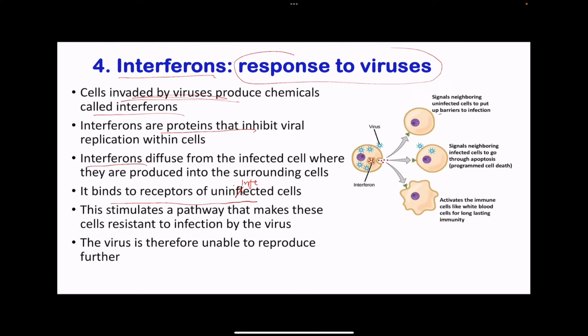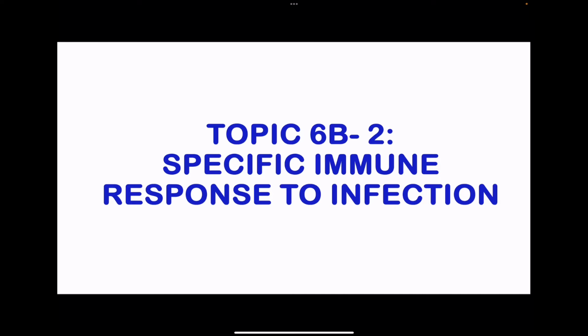It can signal neighboring cells to protect themselves. Some put on barriers to infection. Others are going to go through programmed cell death. And then if they're immune cells, they're going to be activated. Going on to topic 6b2, specific immune response to infection.